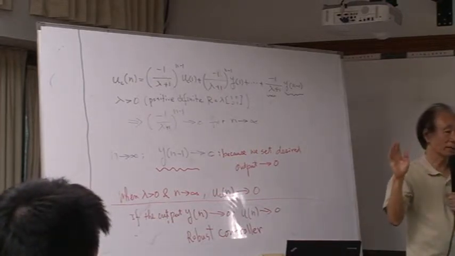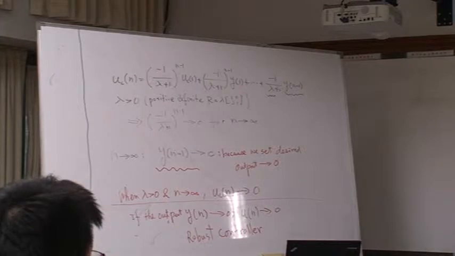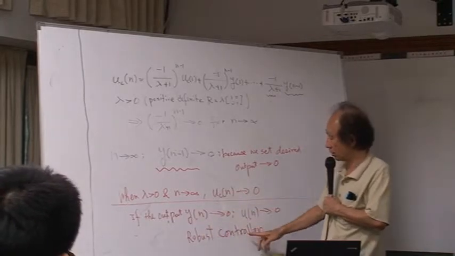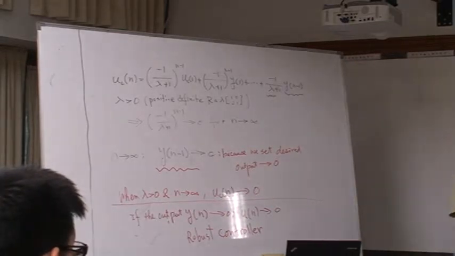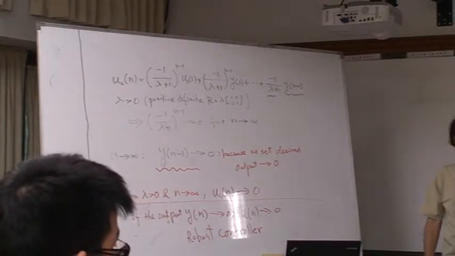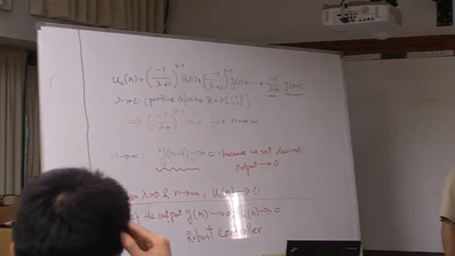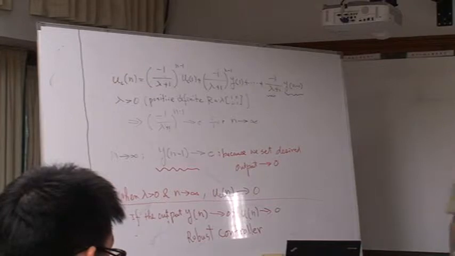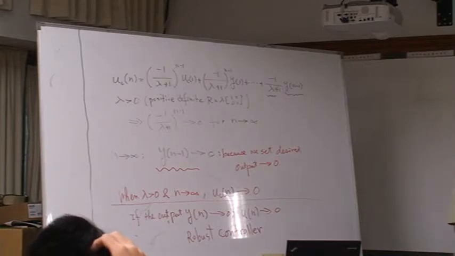So, doesn't matter what controller design you try to produce, the best controller will be when output approaches zero, then your control force also approaches zero. That's the ideal case we want to have. So for this case, UCN approaching zero for lambda larger than zero and N going to infinity, that we call a stable controller. It is also a robust controller too.